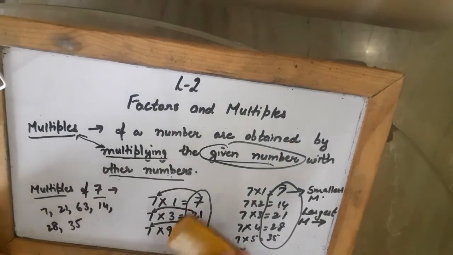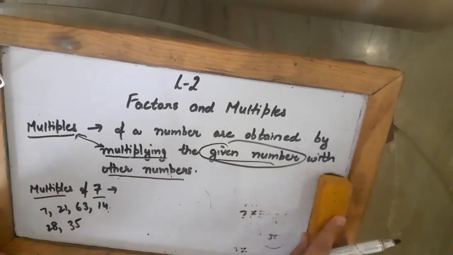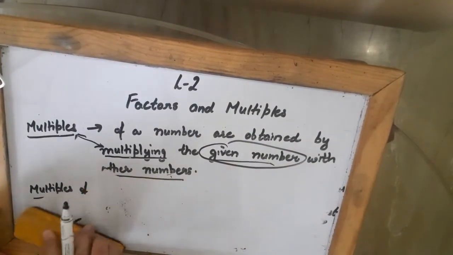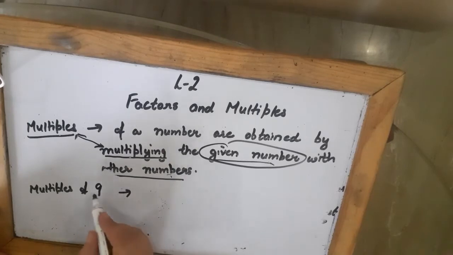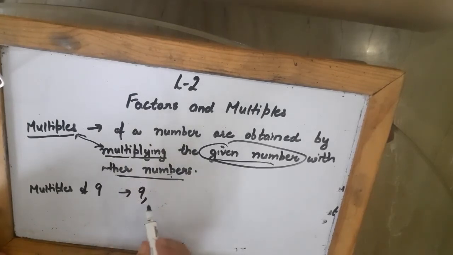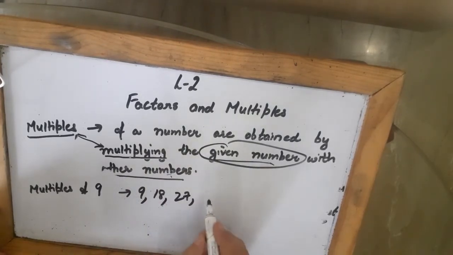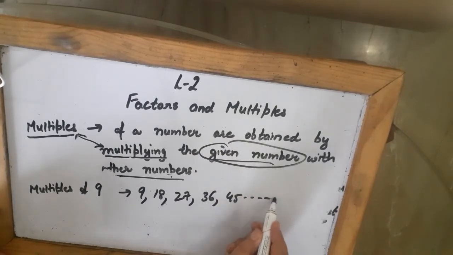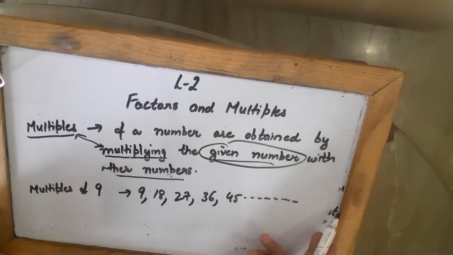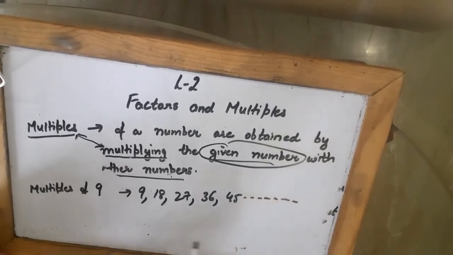So let me take one more example. Suppose I want the multiples of maybe 10 or 9. So what are the multiples of 9? It means I have to multiply 9 with other numbers. Which is the smallest multiple? It's 9 itself. 9 ones are 9, 9 twos are 18, 9 threes are 27, 9 fours are 36, 9 fives are 45, and so on. So no limit is there to the multiples. Okay, so all these are the multiples of 9.